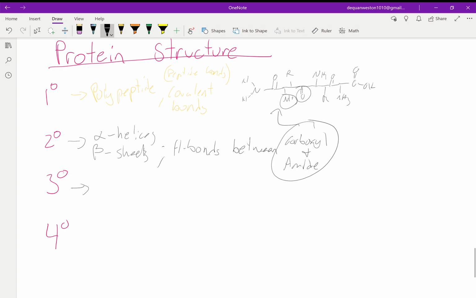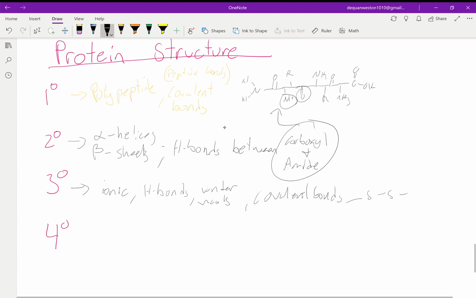Now for tertiary, every single bond is basically activated. We have ionic, hydrogen bonds, van der Waals, and then we also have covalent bonds such as sulfide bridges. And these sulfide bridges can be disrupted. You can disrupt these covalent bonds without disrupting the peptide covalent bonds because they're not as strong.